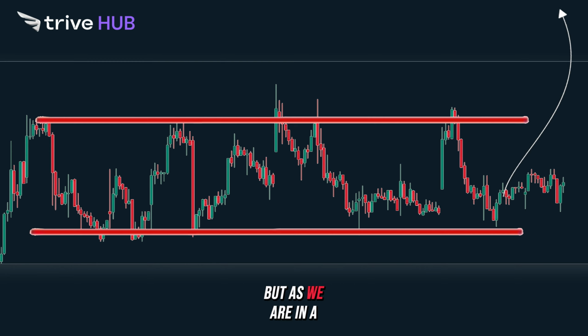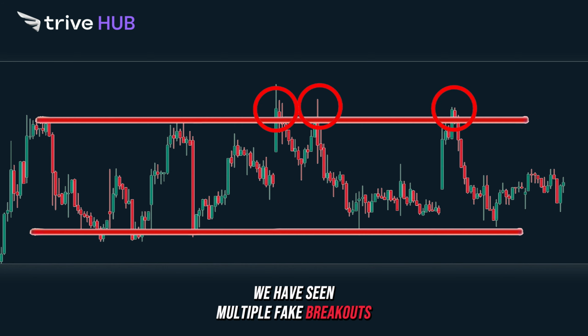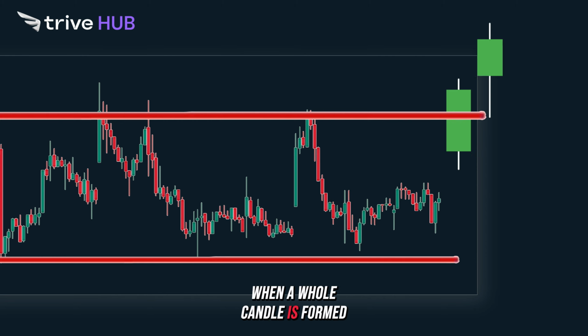But as we are in a wide trading range, there will be a lot of fake breakouts going on in the market. On this chart also, we have seen multiple fake breakouts here. So to have proper confirmation of a breakout, you can add entry filters, like initiating a position when a whole candle is formed above the resistance area.